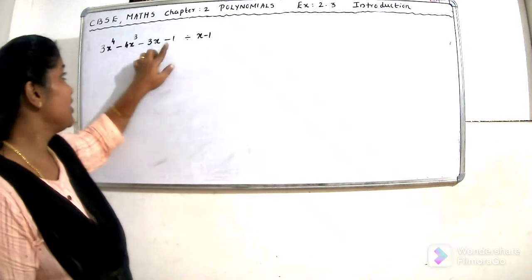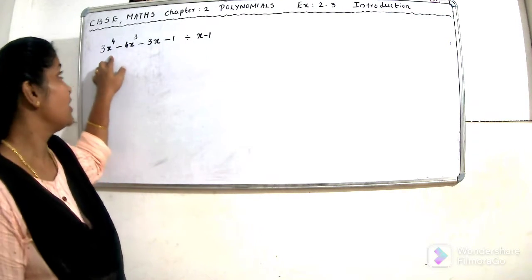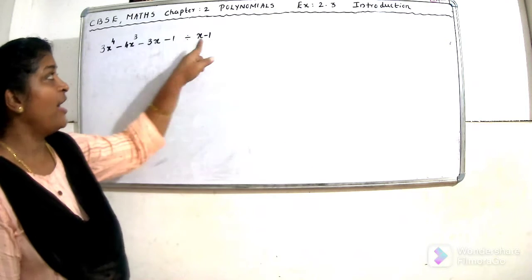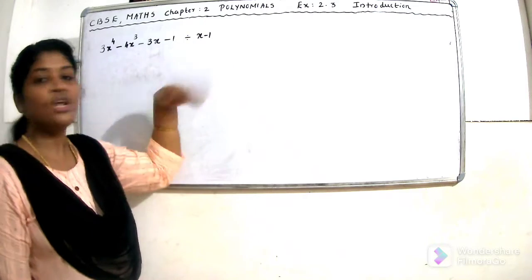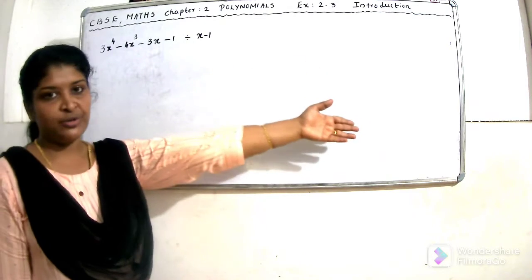by x minus 1. Here, the dividend has the highest power 4, and the divisor is a linear polynomial. Both are polynomials. Now, how to divide is what we are going to check here.